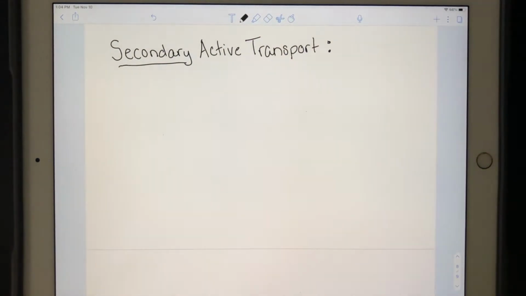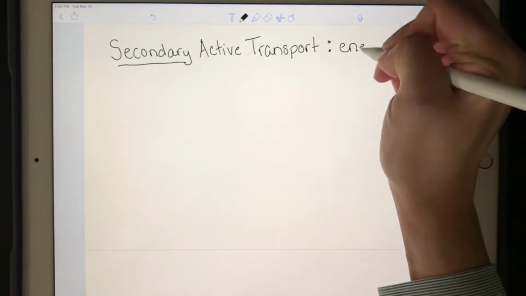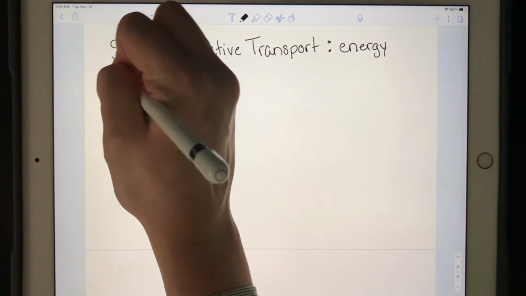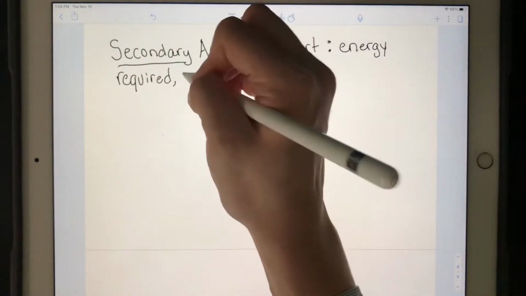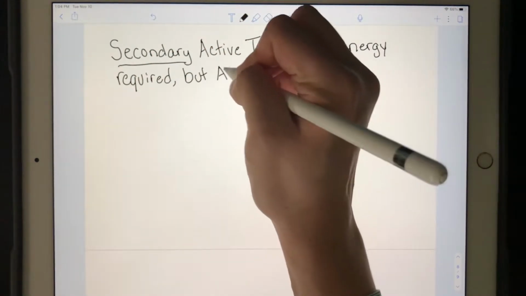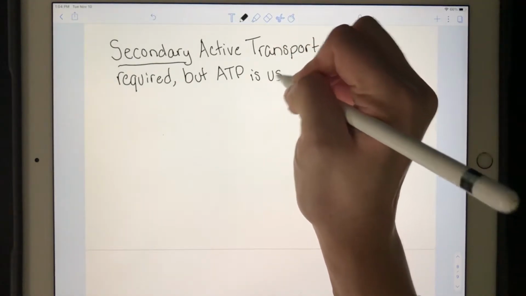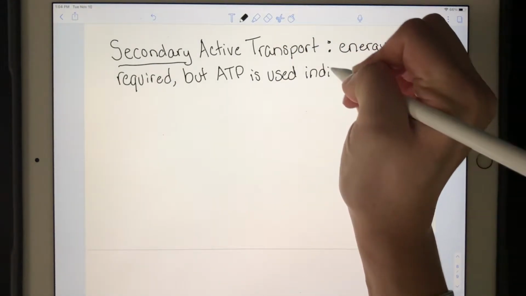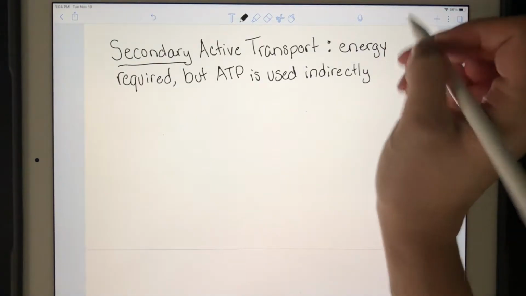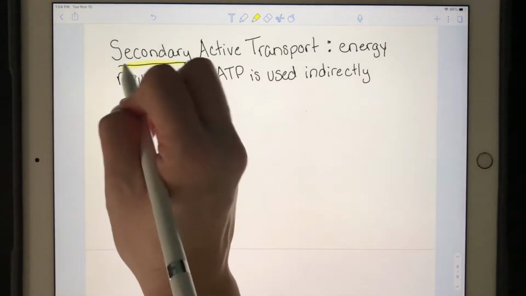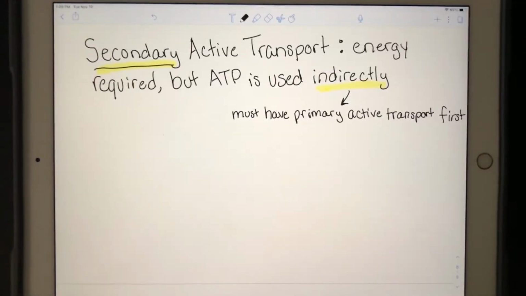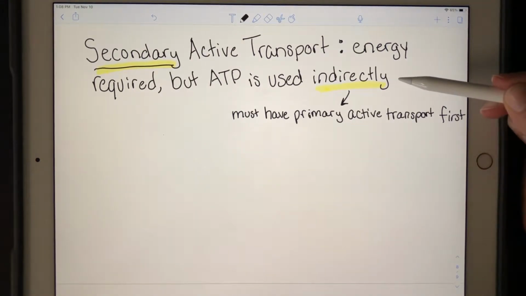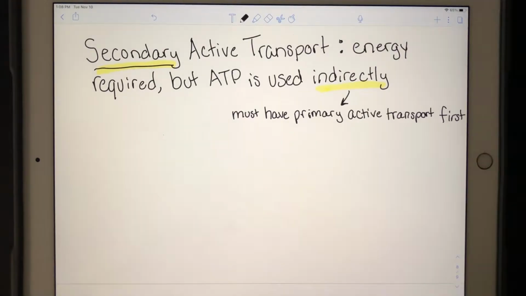With secondary active transport, we still require energy, but that energy in the form of ATP is used indirectly. And what we mean by saying that ATP is used indirectly is that we must have primary active transport first. So without primary active transport occurring, we're not going to be able to get secondary active transport.